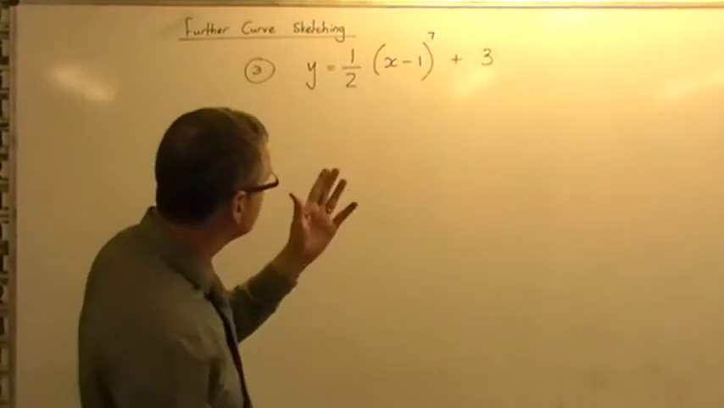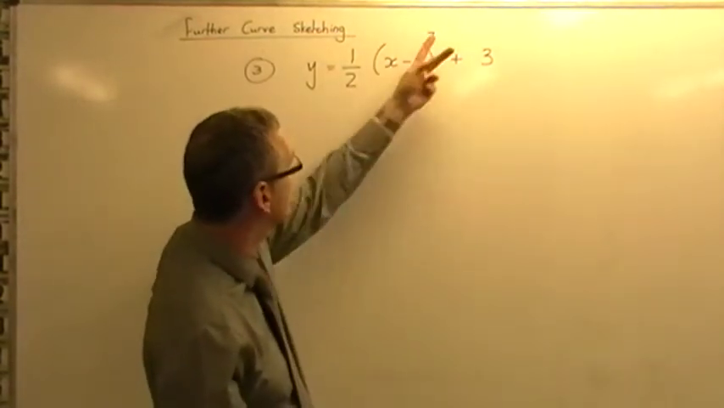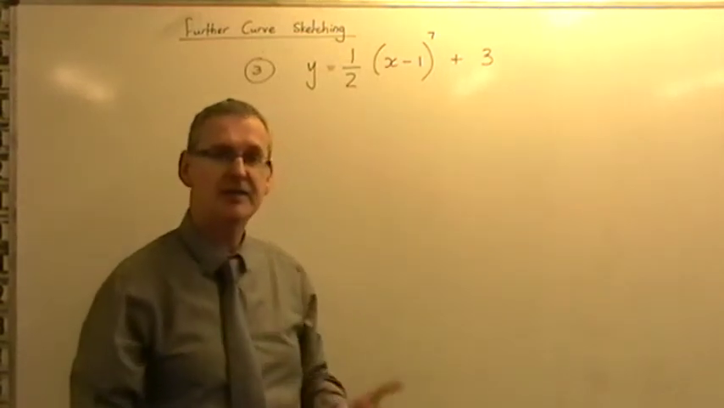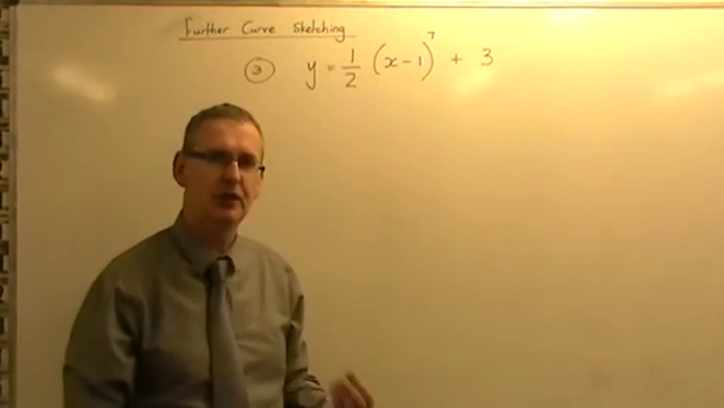Looking at that, I can absolutely see for certain that this is going to be a power 7 graph. There's an x in a bracket raised to a power 7. X to the 7. 7's an odd number, so it's going to be the same basic shape as an x cubed graph.